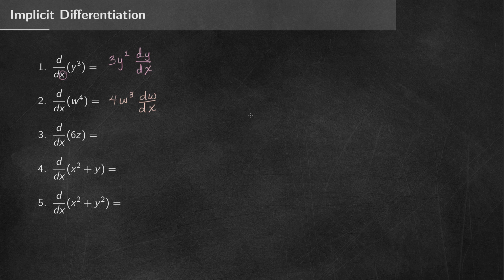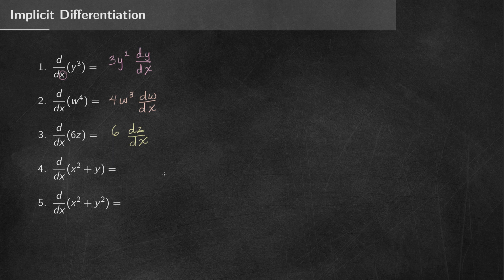Number 3, the derivative of 6z with respect to x. The derivative of 6z is just 6, but that's the derivative with respect to z. We want the derivative with respect to x, so we're going to multiply that by dz over dx.